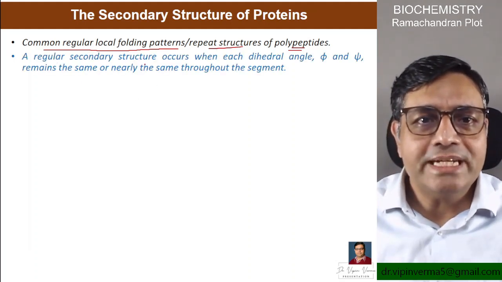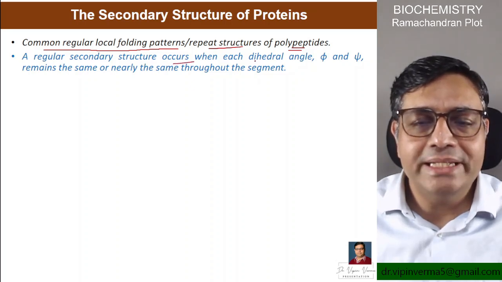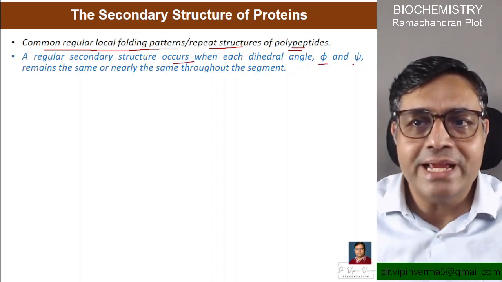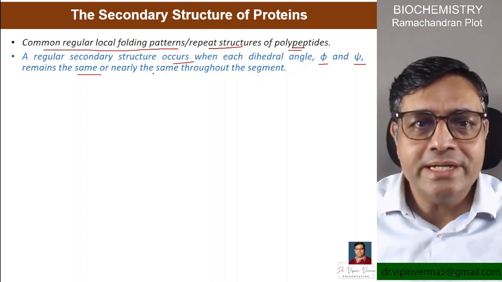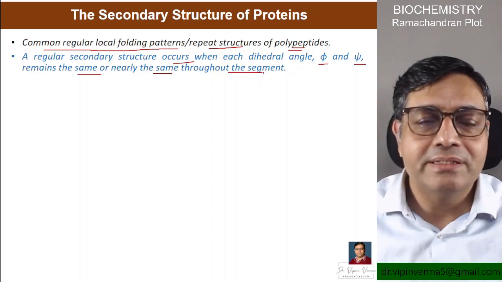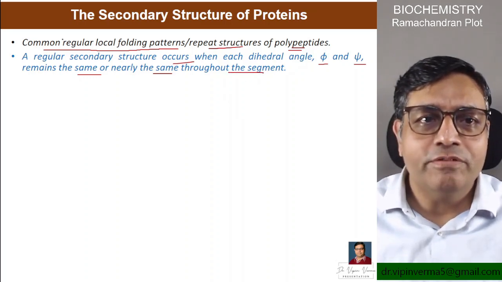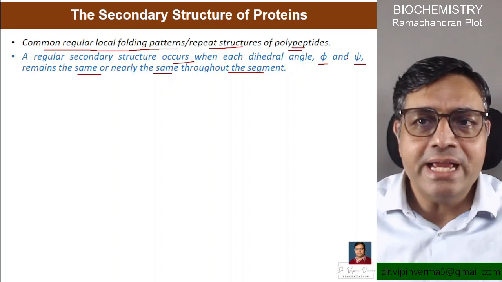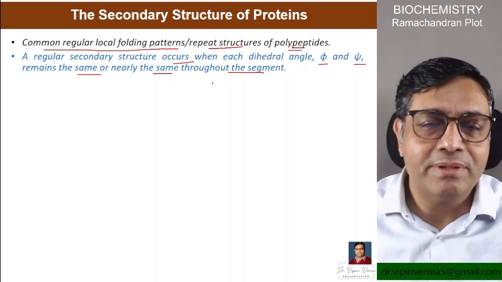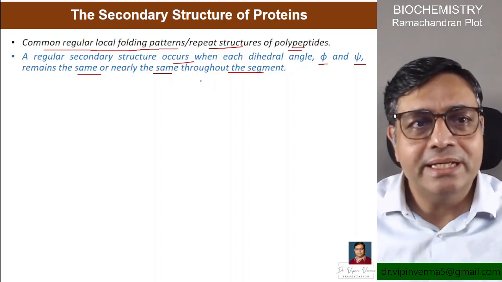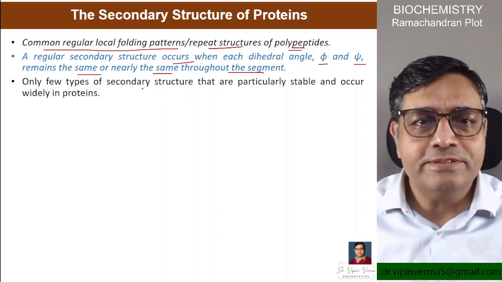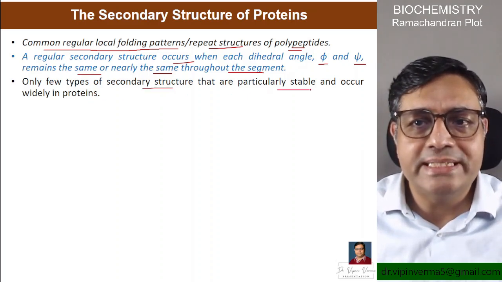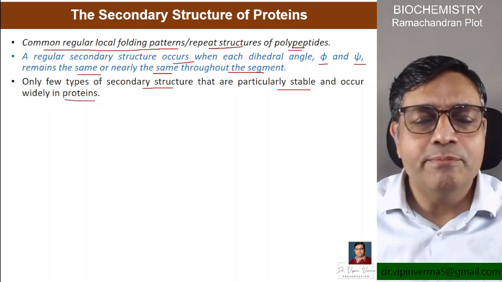A regular secondary structure occurs when each dihedral angle, phi and psi, remains the same or nearly the same throughout the segment. Remember, in each regular folding, the phi and psi remain the same or nearly the same throughout that particular segment. Then only the regular structure happens. Only a few types of secondary structures are particularly stable and occur widely in proteins.